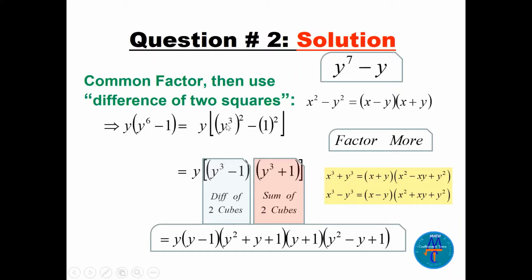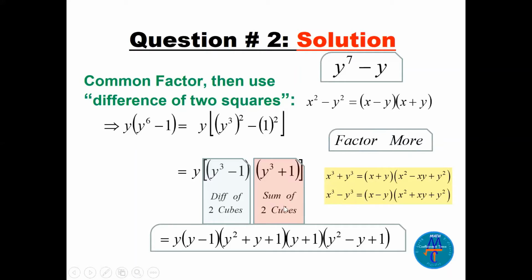You see now this y, see this y cubed here? Y cubed is this x here. See the 1 here is this y. Every x in the formula now is y cubed. Every y in the formula is this 1. So I can say x minus y, which is y cubed minus 1, and then x plus y, y cubed plus 1. That's the difference between 2 squares, the formula here.